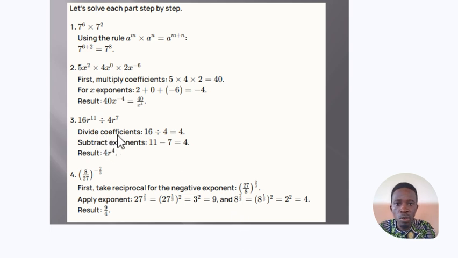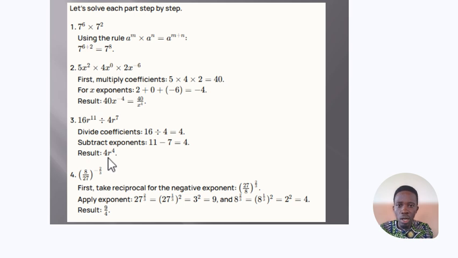We divide the coefficients. Remember, first deal with the coefficient. This is 16 and this is 4. So 16 divided by 4 is 4 as the coefficient. It is division law, and remember, when we are having division law, you subtract the powers. That is 11 minus 7. The power of the first one is 11, the power of the second one is 7. So 11 minus 7 is 4.